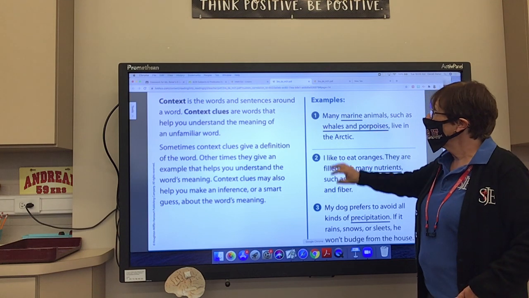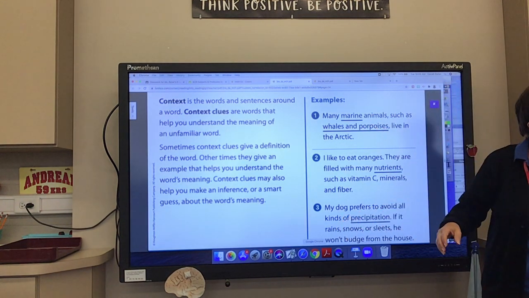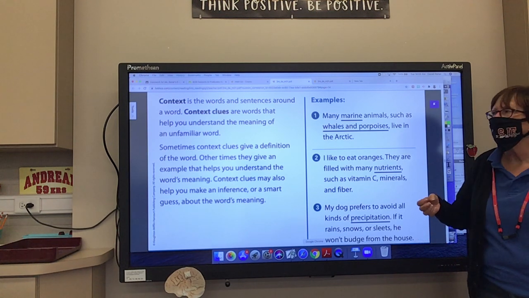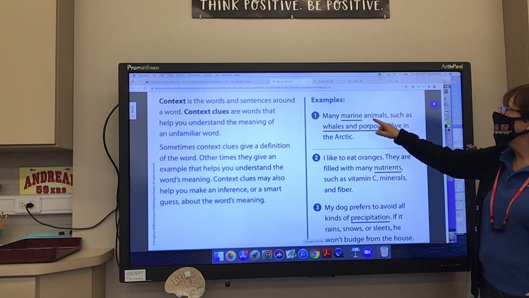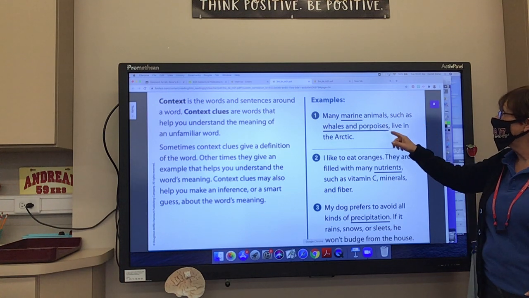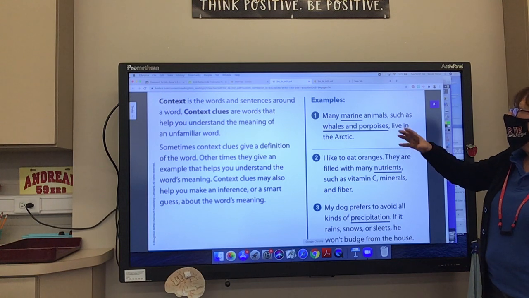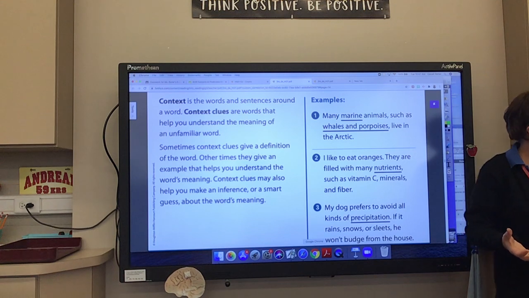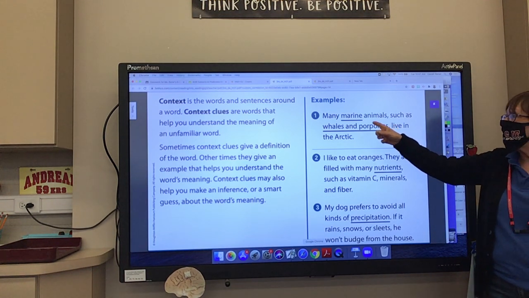Now, let's look here at some examples. Here's sentence number 1. And we're going to use the context clues to figure out the meaning. Many marine animals, such as whales and porpoises, live in the Arctic. Now, I'm looking at this, and I don't know what marine means. That's an unfamiliar word, marine. But I'm seeing some context clues.